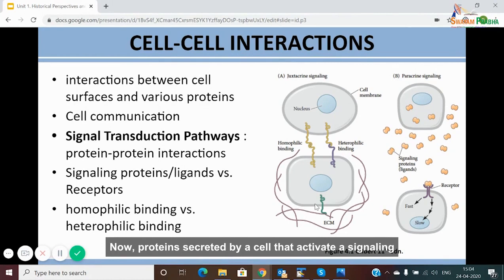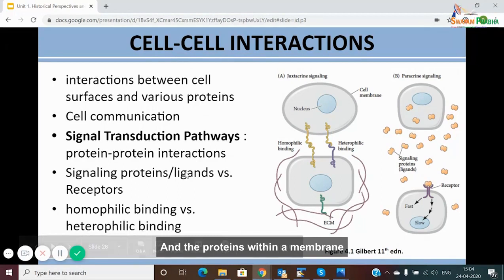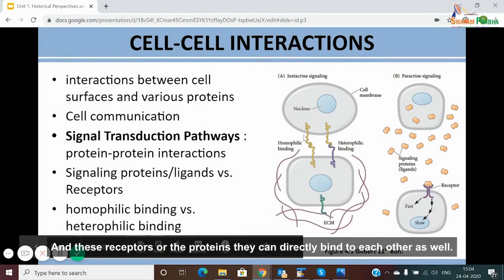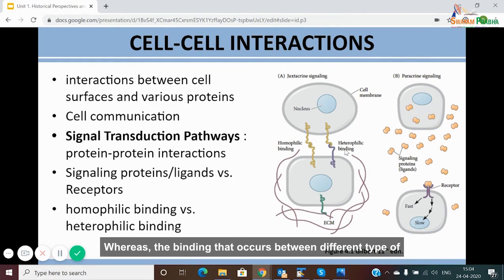Now, proteins secreted by a cell that activate a signaling process in another cell are termed signaling proteins or ligands, right? And the proteins within a membrane that bind either other membrane-associated proteins or signaling proteins are called receptors. As you can see in the diagram here, this is the receptor for this signaling protein. And these receptors or proteins can directly bind to each other as well. As you can see here in the diagram, binding between the same type of receptors is known as homophilic binding, whereas the binding that occurs between different types of receptors is known as heterophilic binding.